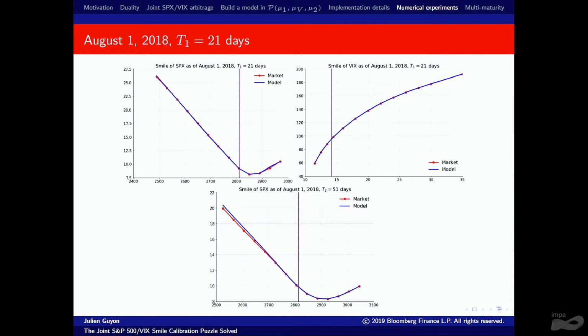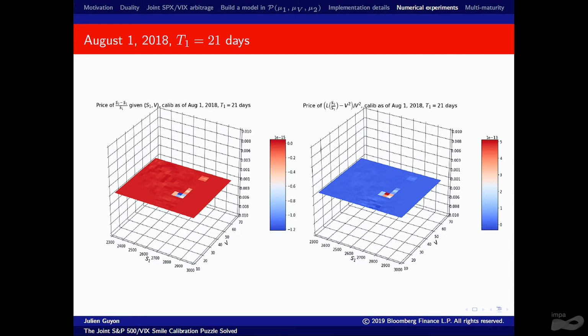So this is, for example, the S&P at time T1, which is 21 days, the first maturity, the VIX at time T1, and the S&P at time T2, as of August 1st, 2018. You see that the model calibrates super nicely to the three smiles. On top of that, S is really a martingale, in the sense that here it's the price of (S2 minus S1) divided by S1, given S1 and V, for a grid of S1 and V, and it's strictly 0. You have to look here, it's 10 to the minus 15, right? So it's really strictly numerical 0.